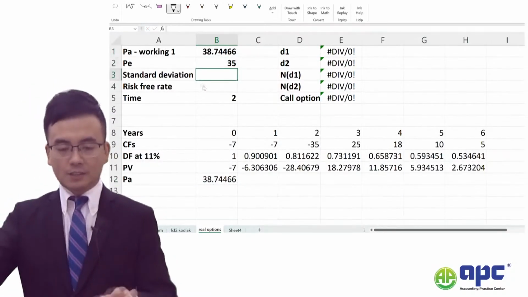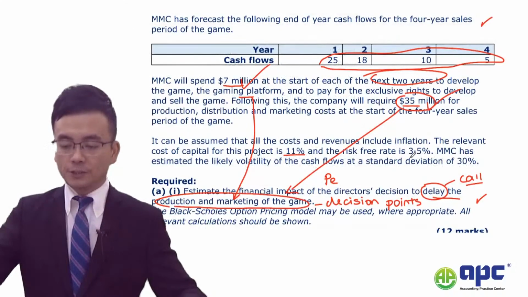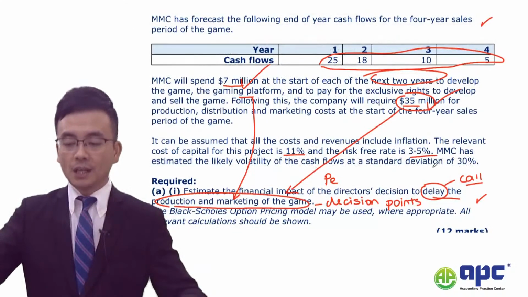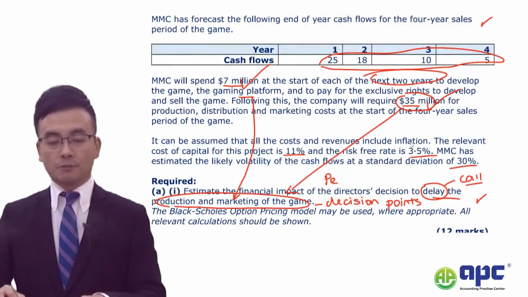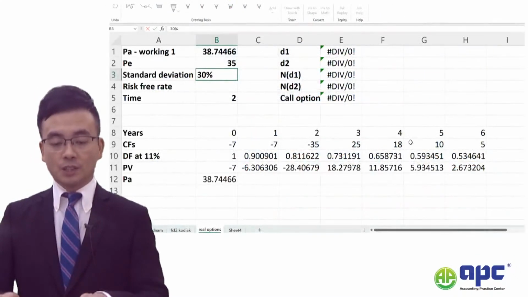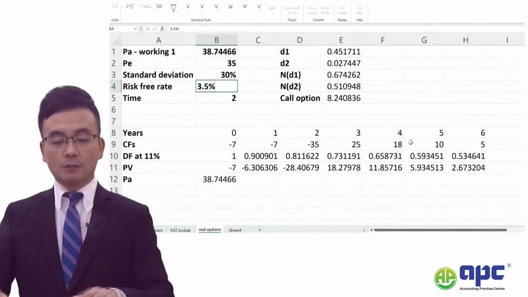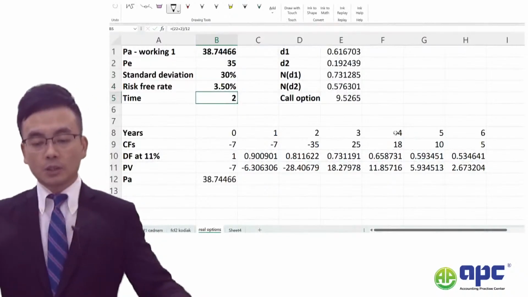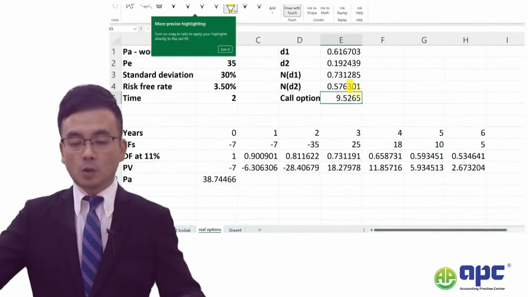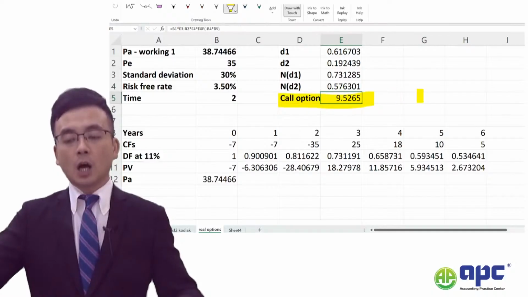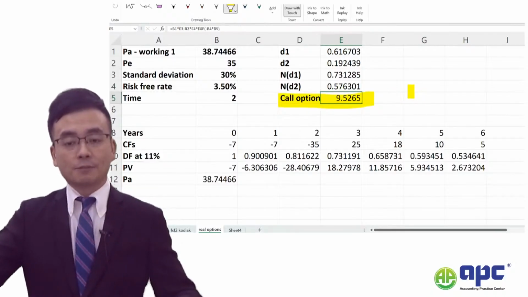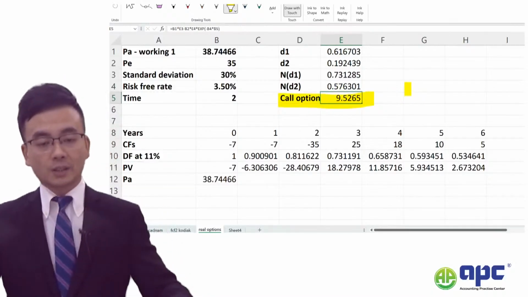Now, how about the standard deviation and risk-free rate? We're told risk-free rate 3.5%, standard deviation 30%. So 30% for standard deviation, 3.5% for the risk-free rate. So that gives us the call option value of 9.5265, and that's all we can do.